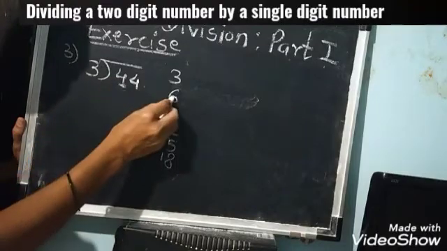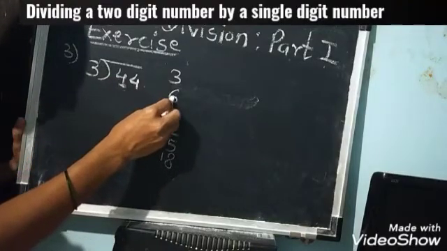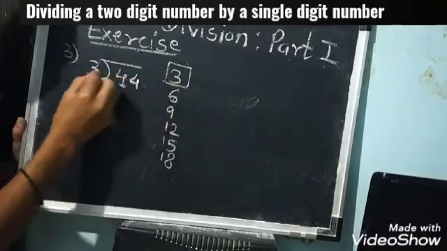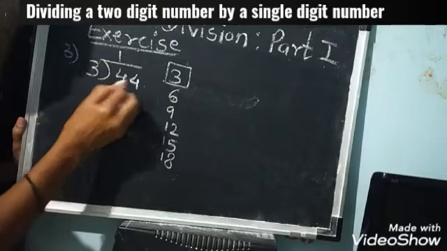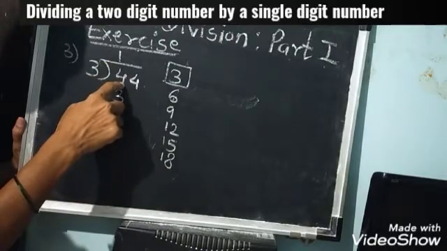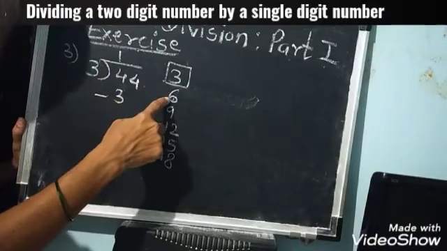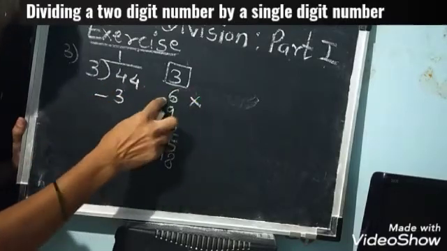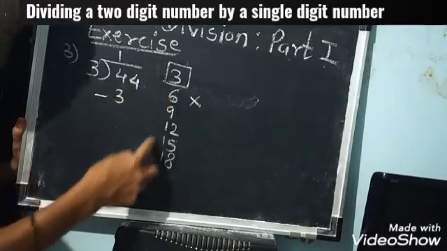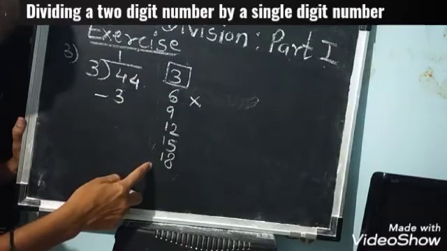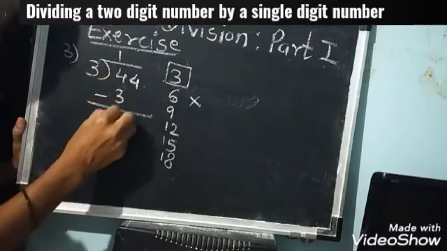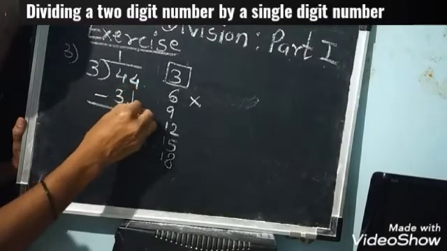We can't take a bigger number. 6 we can't take. It is allowed to take a smaller number. So 3 we have to take. 3 1s are 3. Don't take a bigger number than this digit. From the table only we have to take the digit. So 3 1s are 3. 4 minus 3, 1. Now take the next digit down.